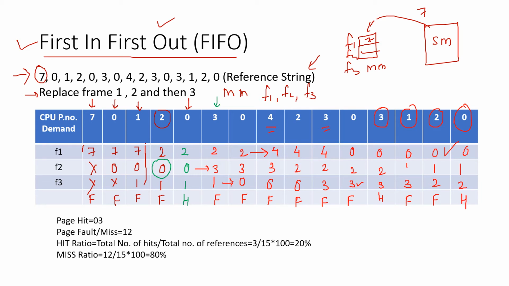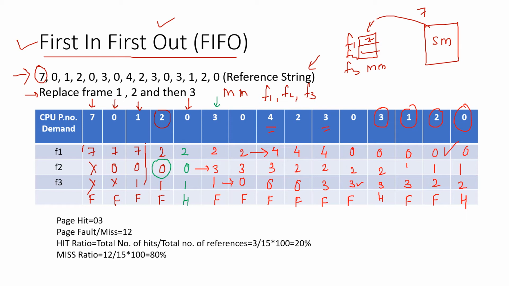So it is very easy actually. What you have to remember is you have to replace the frames in order always. First you will replace frame number 1, then 2, then 3, then again 1, 2, 3, 1, 2, 3 and so on. If the page is already present, then you don't have to do anything. It's a hit.